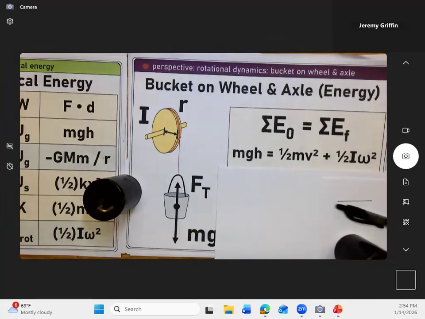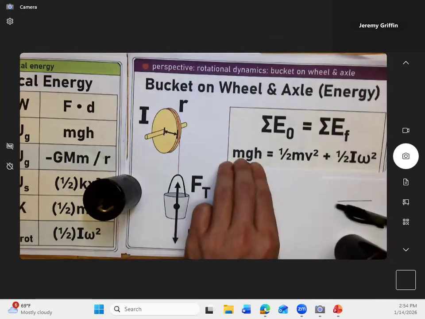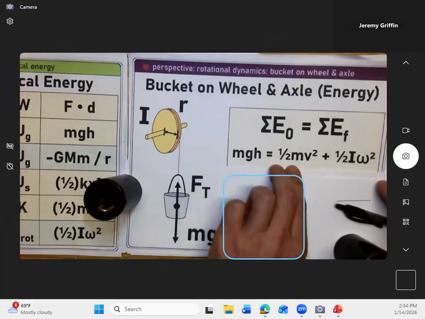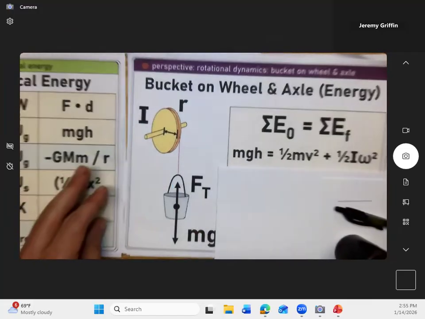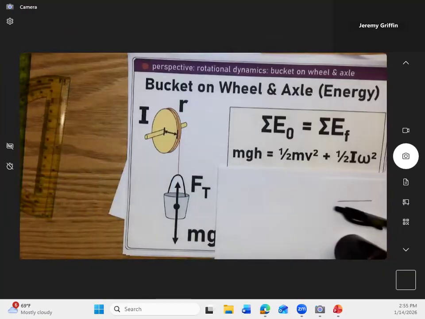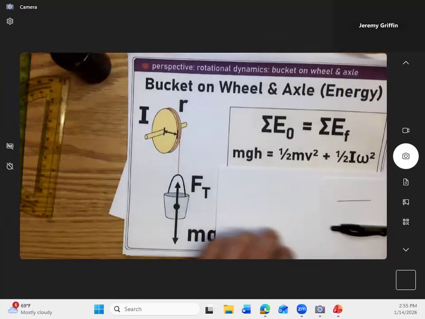Are you guys good with that setup? Here's the source of the energy. And then as the bucket falls, it has this and this going on. That's really the big picture of what I want you guys to see. But how does this finish off? I'll show you guys step by step. How about this?